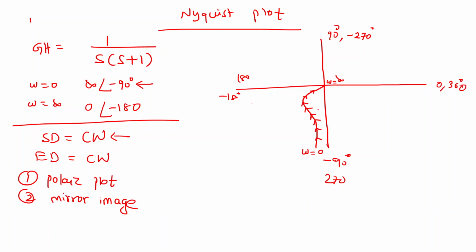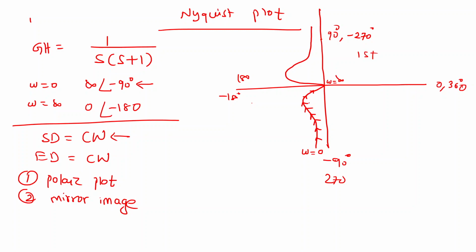Sir, once again repeat. If the plot is in the first quadrant, then the mirror image is about the y-axis or x-axis? This is the first quadrant, this is the second quadrant, this is the third quadrant, this is the fourth quadrant. Now you have to take the mirror image with respect to the x-axis. Then my plot will be something like this, right, sir? Yes, sir.